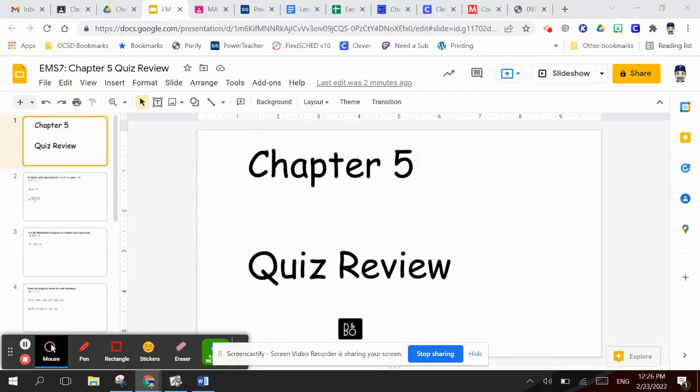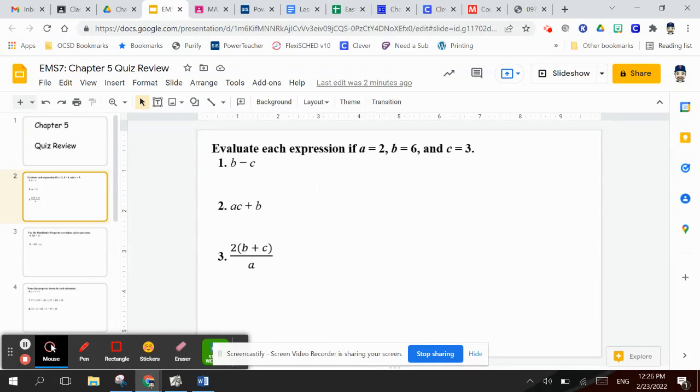Chapter 5, Quiz Review. So when we look at the first three, we want to evaluate each expression if A equals 2, B equals 6, and C equals 3. So to solve number 1, where I have B minus C, I'm going to take out my variables and put in the value for those. So if B equals 6, I have 6 minus C, and C is 3.